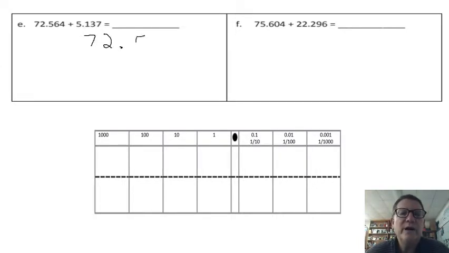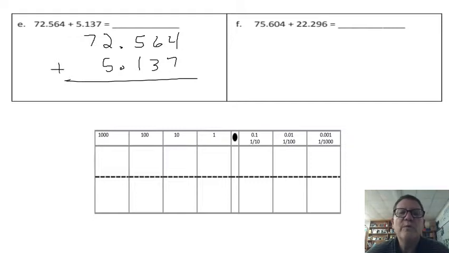72 and 564 thousandths, and we're adding 5 and 137 thousandths. 4 plus 7 is 11, carry 1, 6 and 3 is 9, 1 is 10, carry 1, 5 and 2 is 7. 5 and 2 once again is 7 and 7. So it was 77 and 701 thousandths.